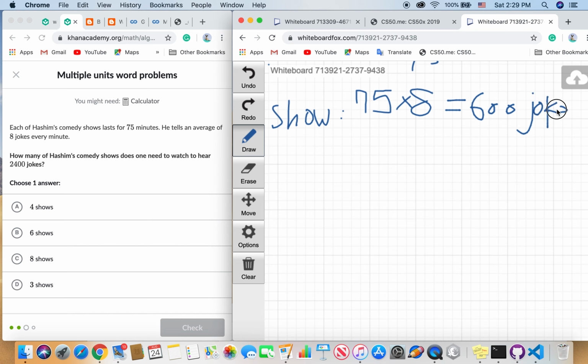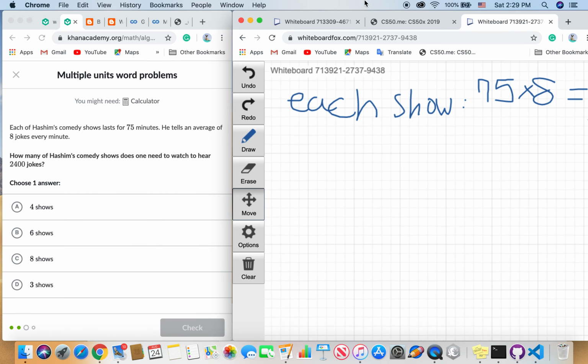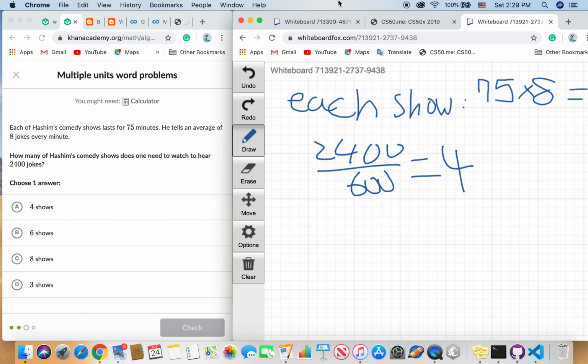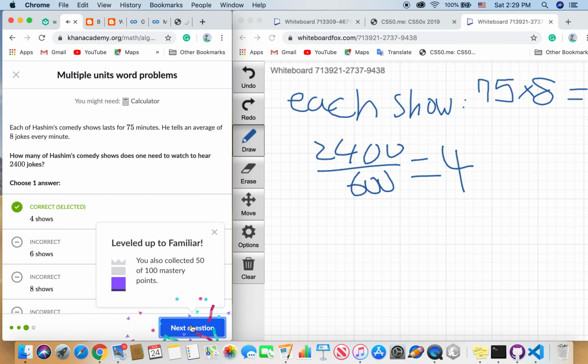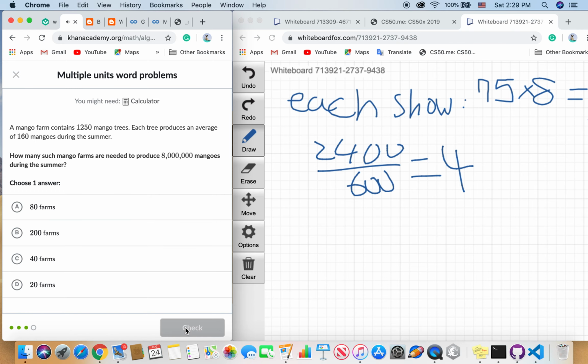Which will give us 600 jokes. Okay. And then, how many shows will someone watch for 2,400 jokes? So 2,400 divided by 600, which is obviously 4. So he will watch 4 shows. Someone will need to watch 4 shows in order to hear 2,400 jokes.